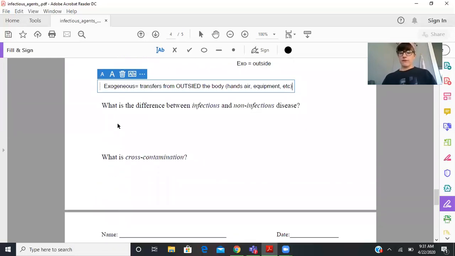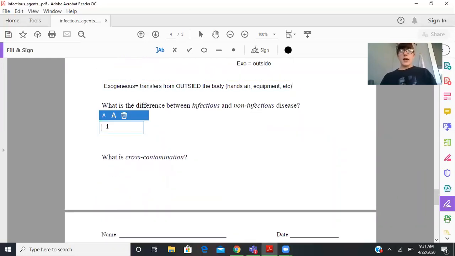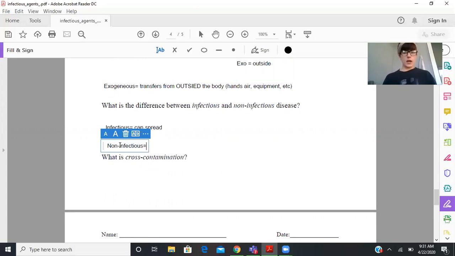The difference between infectious and non-infectious disease: infectious means that it can spread. So like COVID is infectious, whereas non-infectious disease cannot spread. An example of non-infectious: if I'm around someone who has cancer, I'm not going to get cancer just because I'm around them. So it means it cannot spread. So not all diseases are infectious. Diabetes is not infectious, but it is a disease. So there is a difference.